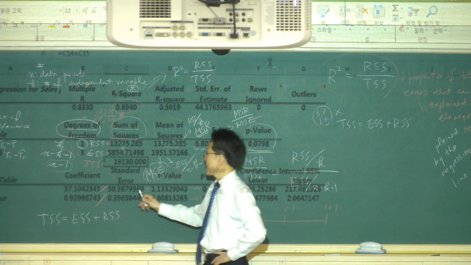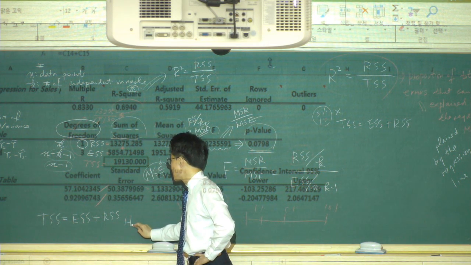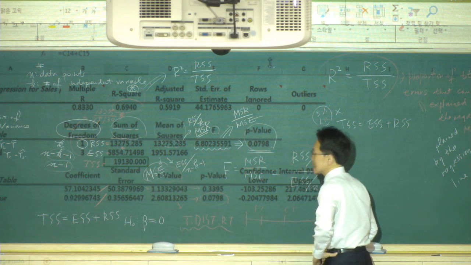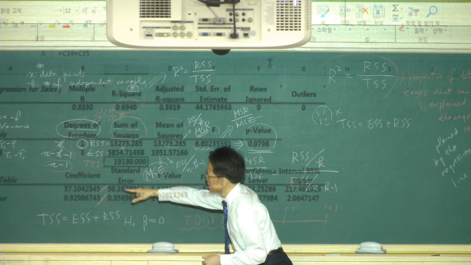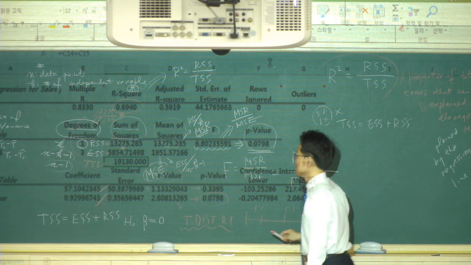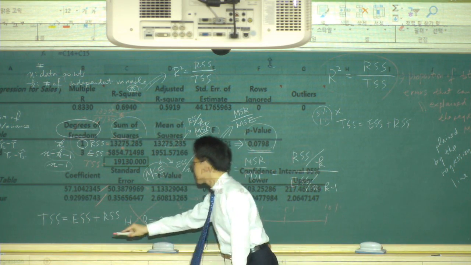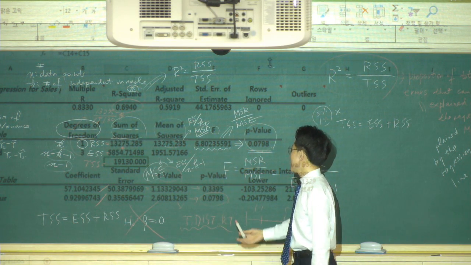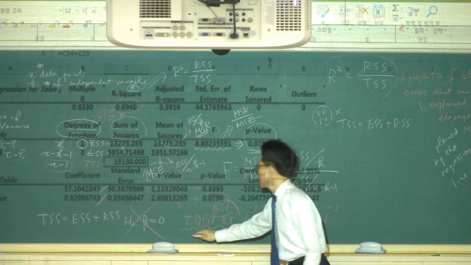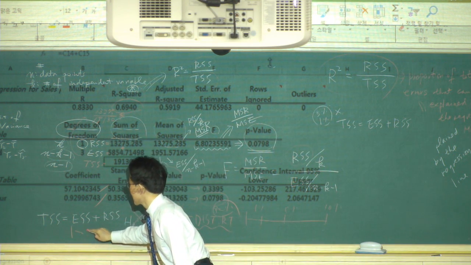So if I say that I want to reject the null hypothesis, in this case, null hypothesis is beta is 0. In other words, there is no relationship between the independent variable and dependent variable. If I want to reject that, how much confident am I? I'm confident at 92%. In other words, I'm confident at 1 minus p-value.